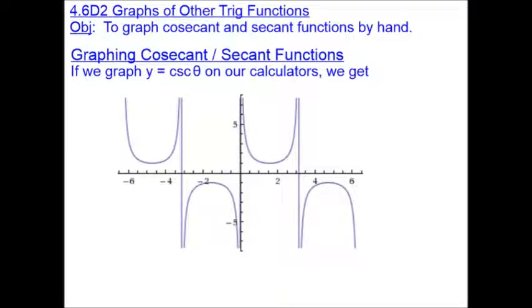Now we're going to be talking about graphing other trig functions, specifically this time cosecant and secant functions, and of course we'll be doing those by hand. But again, to get a bearing here, if we graph the cosecant on our calculators, we get something that looks very much like what you see here on the screen.